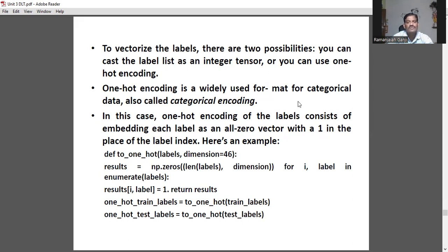It is a widely used format for categorical data, also called categorical encoding. In the case of variables, we used to have either categorical variables or normal variables. One-hot encoding of labels consists of embedding each label as an all-zero vector with a 1 in the place of the label index. Here is an example definition of one-hot labels, with dimension equal to 46, resulting in one-hot training labels and test labels.